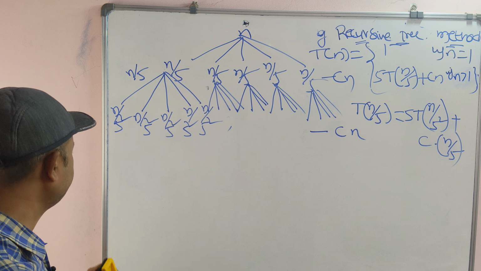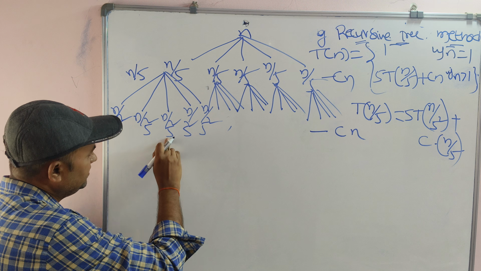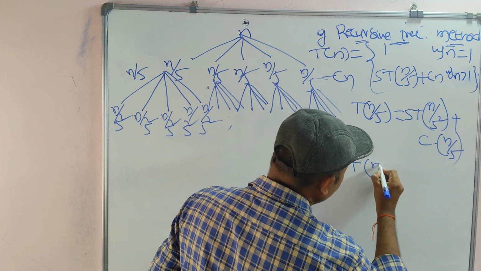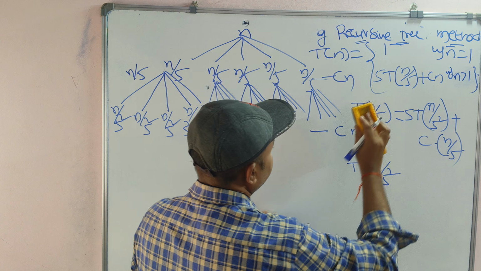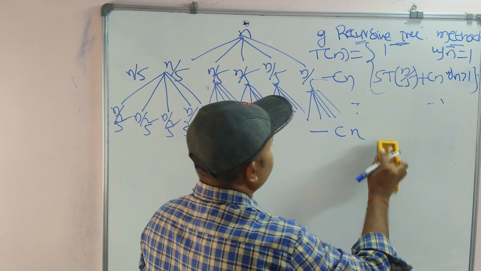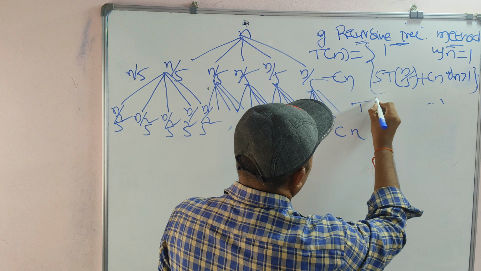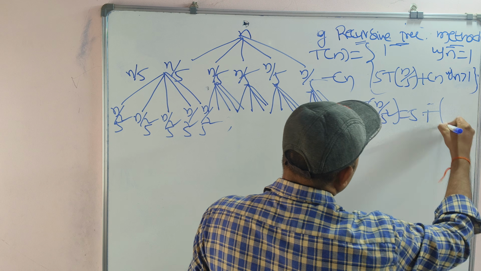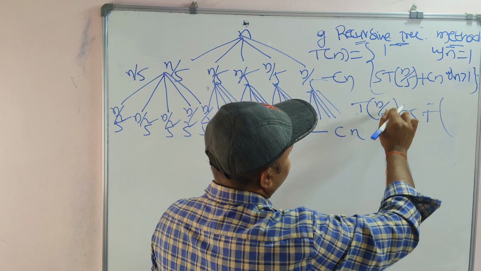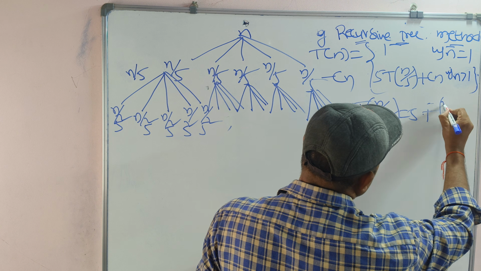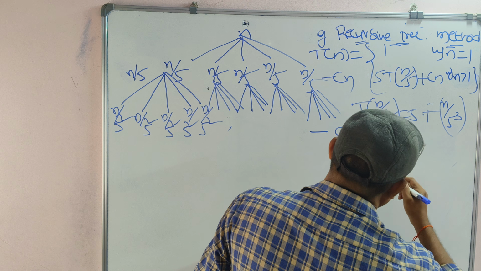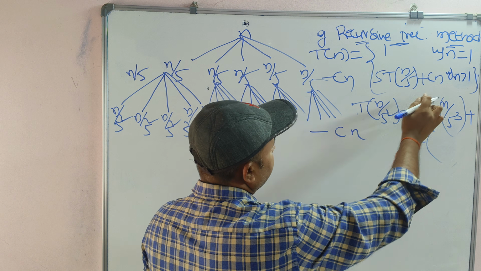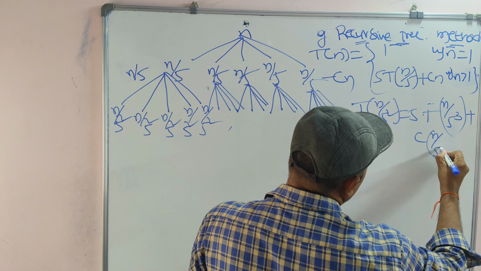Okay. Next, let us take this one. Let us take n by 5 square. So in place of n, we have to substitute n by 5 square. So 5 into T of, in place of n substitute n by 5 square. N by 5 square by 5 means n by 5 cube. N by 5 cube plus how many comparisons are required for merging? In place of n, we have to substitute n by 5 square.